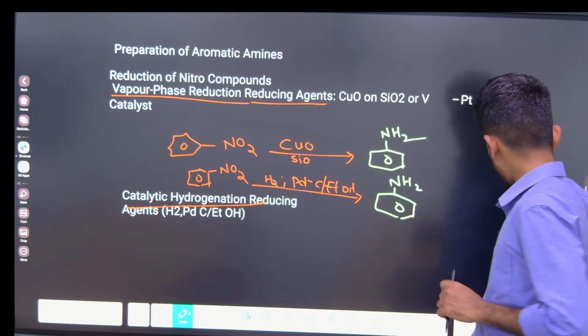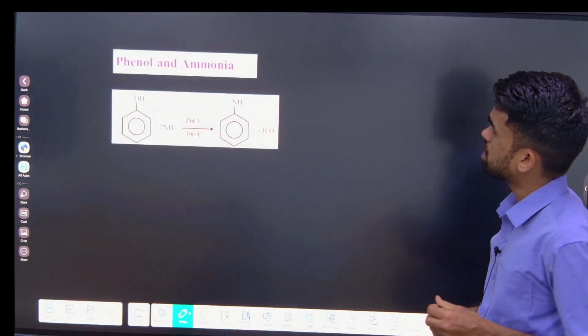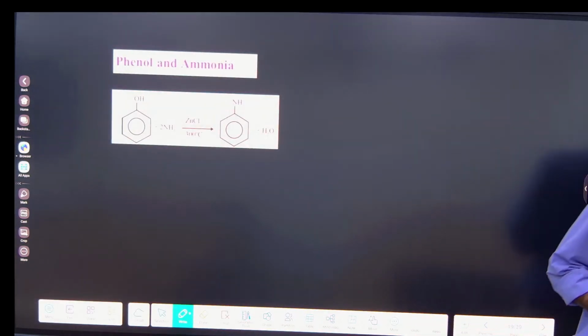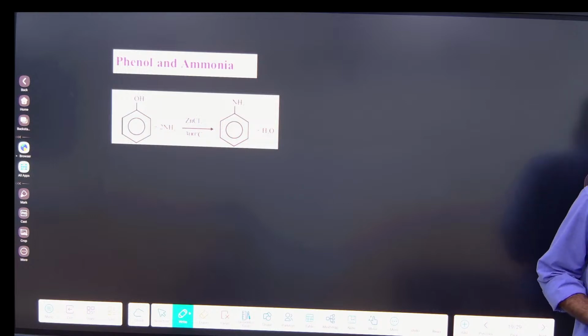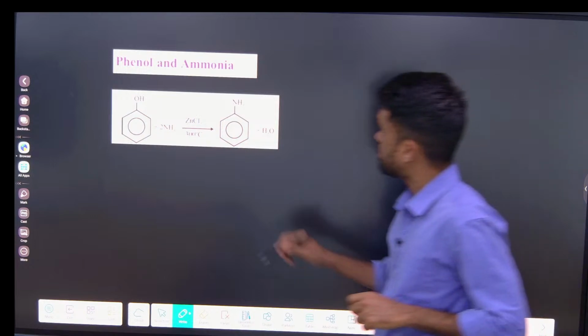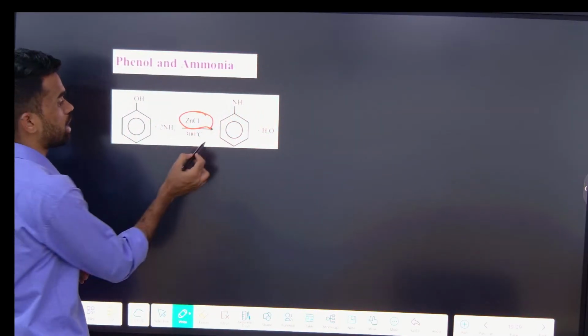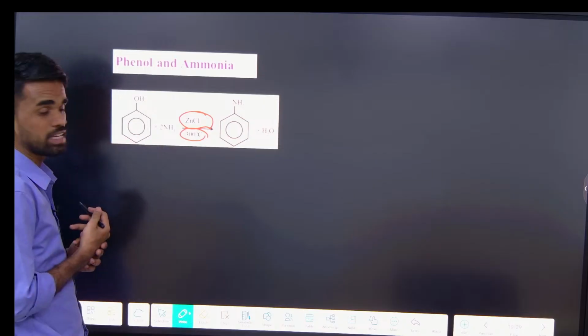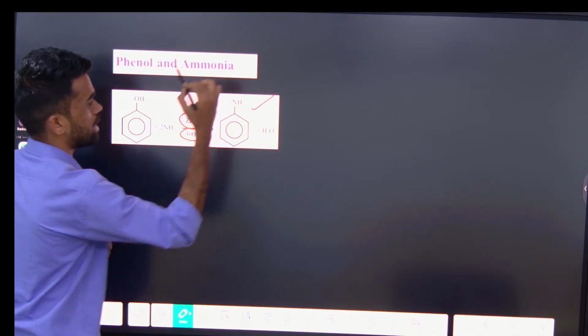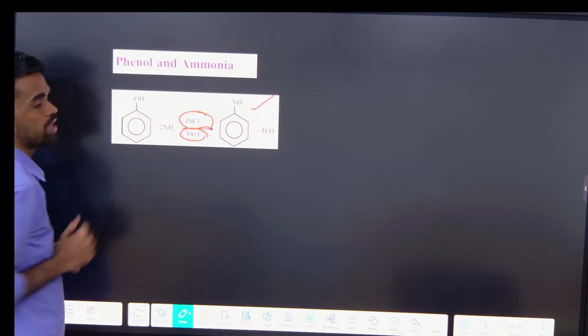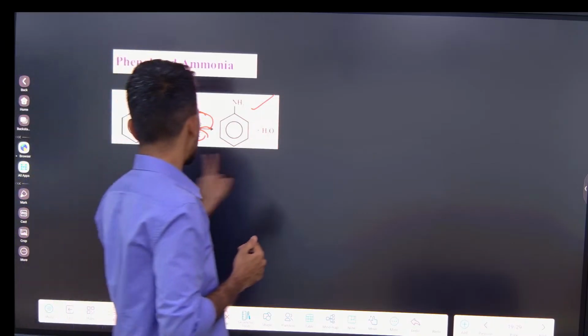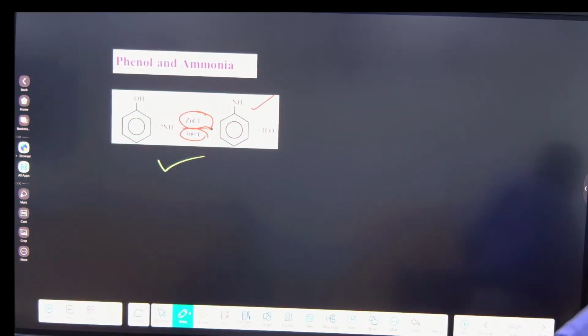Okay, next process is conversion of phenol to aniline. So how can we convert phenol to aniline? You can do this using phenol plus ammonia plus zinc chloride. The catalyst I am using is zinc chloride at 300 degrees Celsius. You are going to get aniline. Phenol is giving you aniline. This is also an important conversion to be remembered.